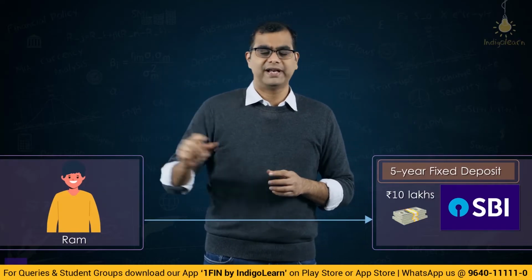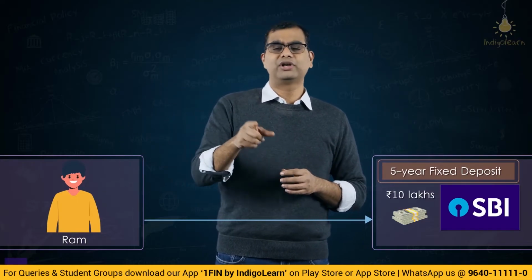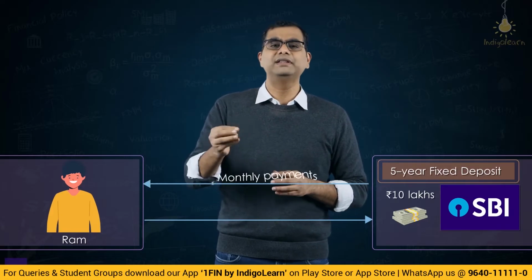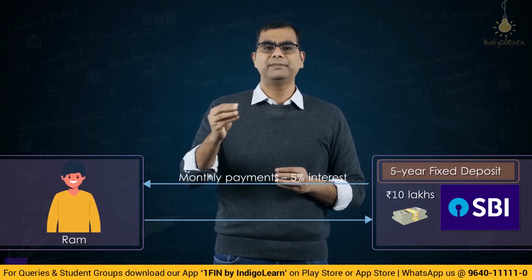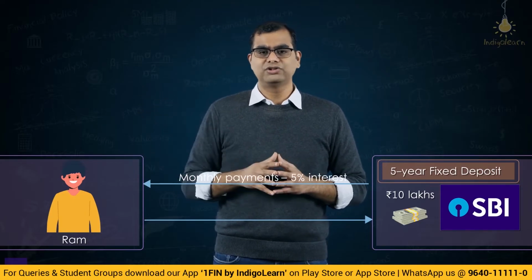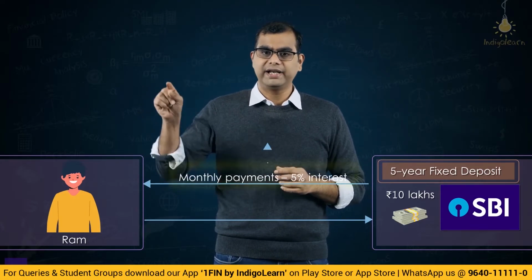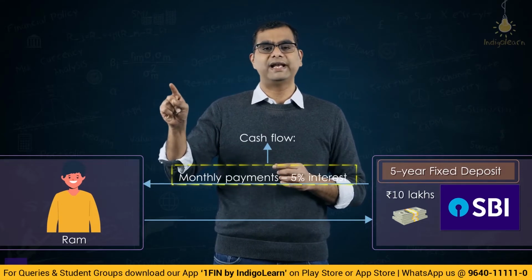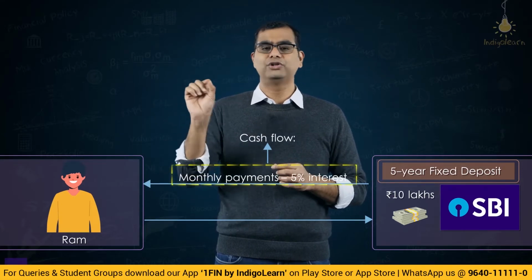Now, this is a deposit of 10 lakhs on which, let us say, you are getting monthly payment. That is what we discussed, right? Monthly payment of 5%. Okay. And so, next, what are the cash flows for this particular deposit? You will get every month 5% into 10 lakhs by 12. Why 12? Because into 1 by 12.